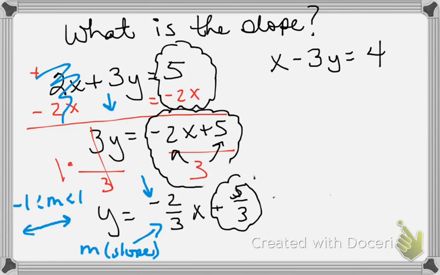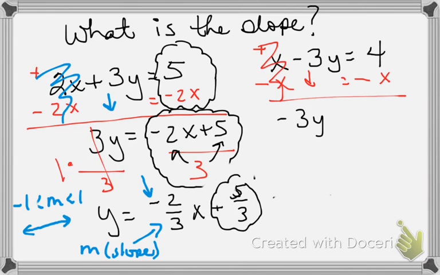Alright, it's in standard form. I want to get it in y-intercept form, so I can get y by itself. I have a plus x, so I'm going to subtract x from both sides. This becomes a zero pair. Bring down what? See if you can tell me what you bring down. You bring down a negative 3y. Remember the sign in front of the number follows it, so it's a negative 3y.